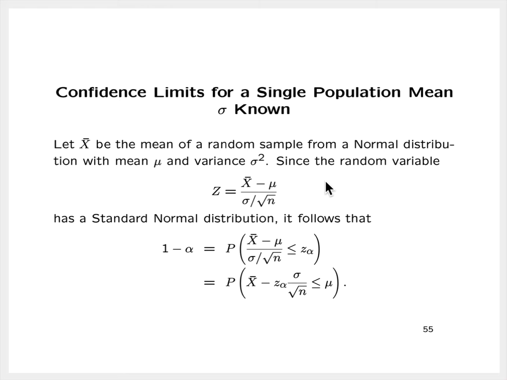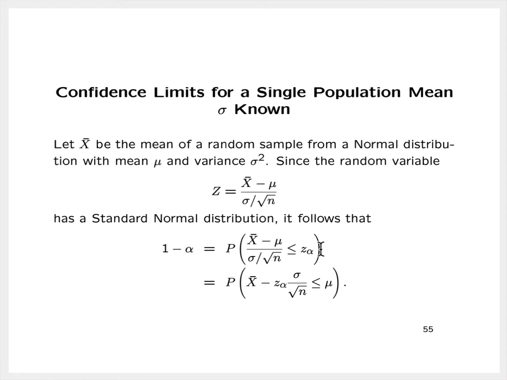If the standard deviation is known, then certainly the variance is known. Now, the random variable given here is the standardized version of x bar, and since that standardized version of x bar has a standard normal distribution, it follows that the probability that the standardized version of the sample mean is less than or equal to z sub alpha is equal to 1 minus alpha. This follows from the definition of z sub alpha along with the complement rule.